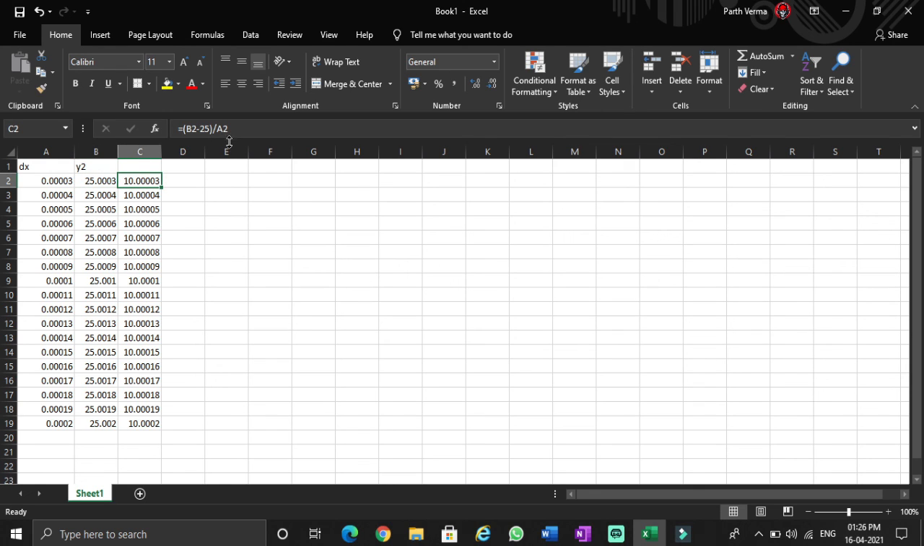And what is this? Here 25 is your value at 5, y1. B2 is the value in the neighborhood, y2. So y2 minus y1 over a2, where a2 is your dx. See the values. These are your slopes. As I go farther and farther in the neighborhood, the slope is increasing. But if I decrease it, the slope will tend to 10, but at x equals 5, it will be equal to 10.